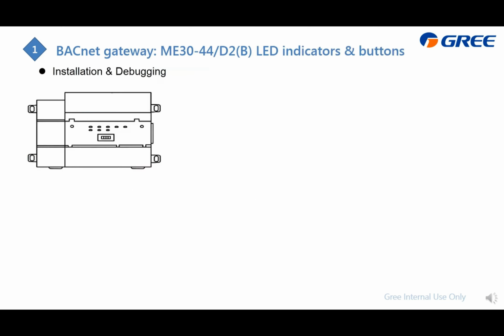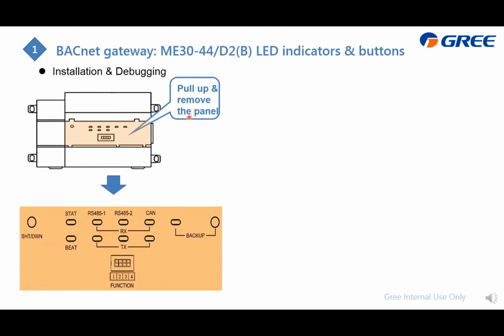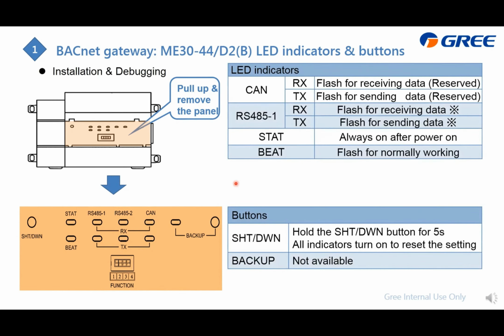And here is the detail. You will find it from here. There is a panel. When you lift it up and remove it, you will see the indicators. And here is the dip switch. First, the CAN is of no use, and we just focus on this RS485-1. This one means it will receive or send data from this gateway.